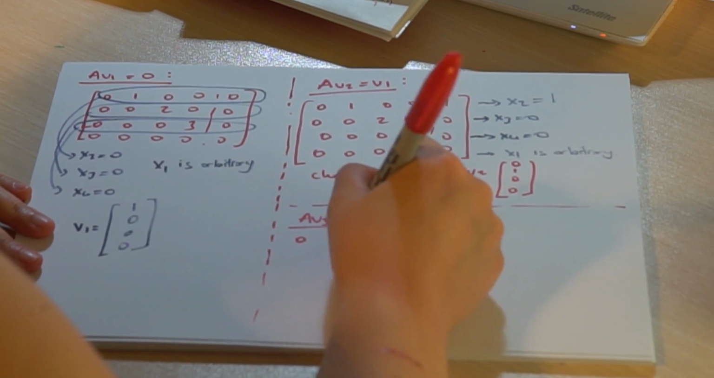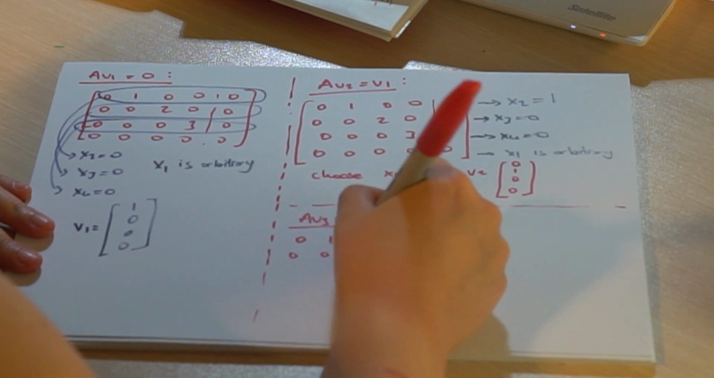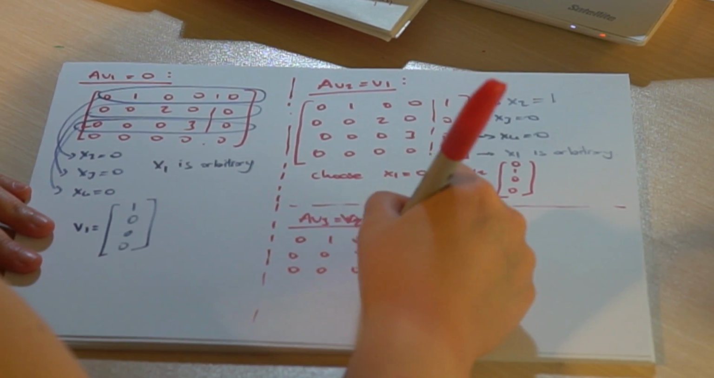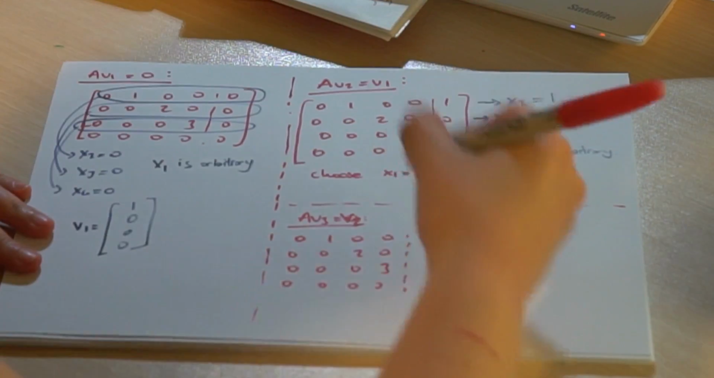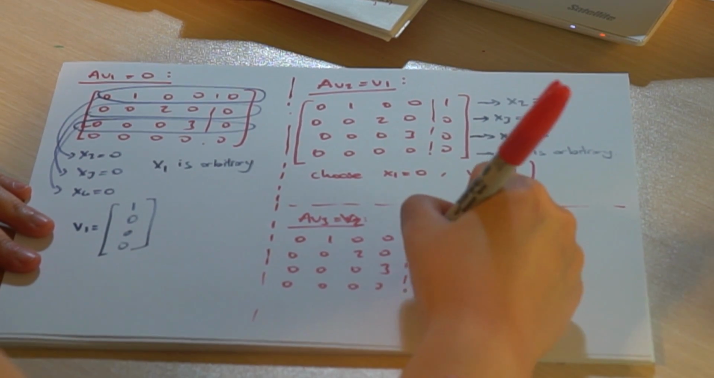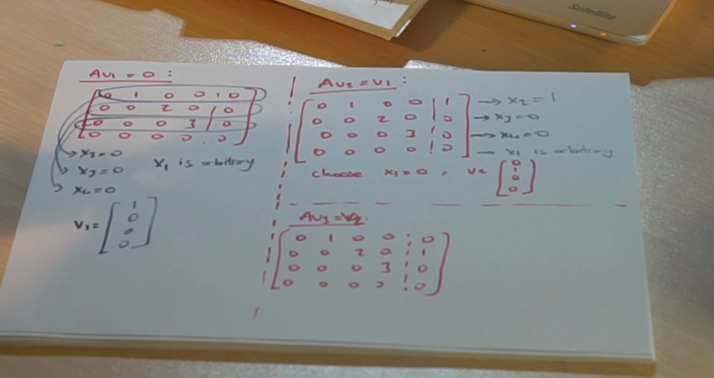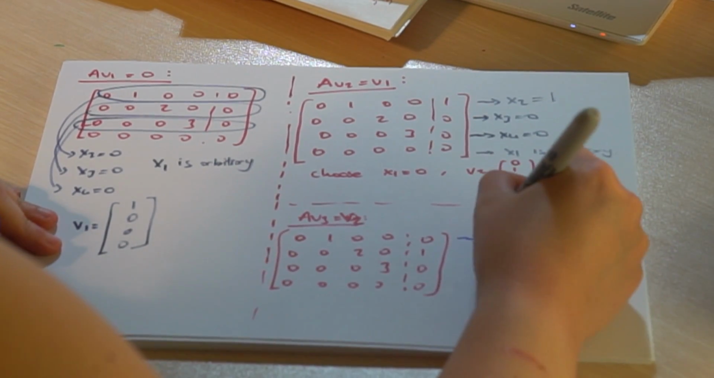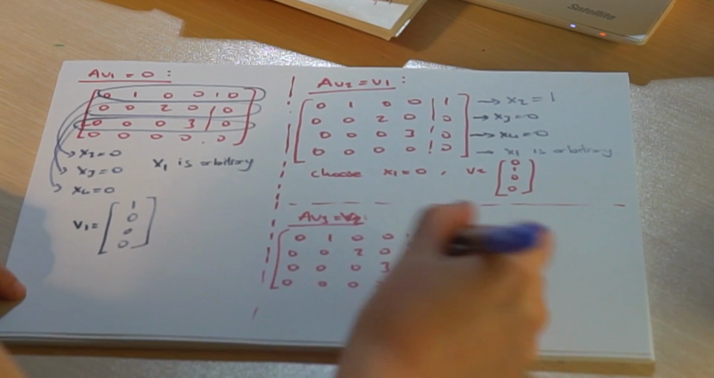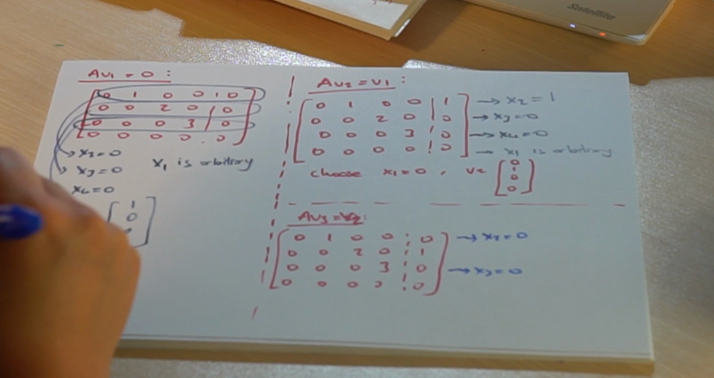We have again the same matrix. V3 is equal to V1, 0, 0, 2, 0, 0, 0, 0, 3, 0, 0, 0, 0. And we will have 0, 1, 0, 0 at the other side. Now, here we can deduce that x2 will be equal to 0, right? From this row we can see that x3 is equal to 0.